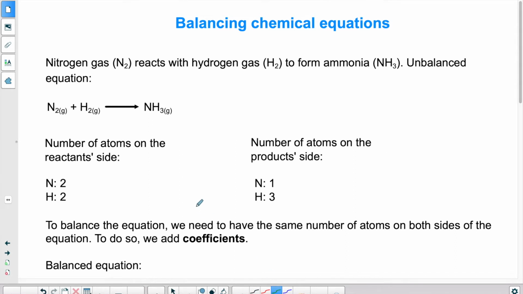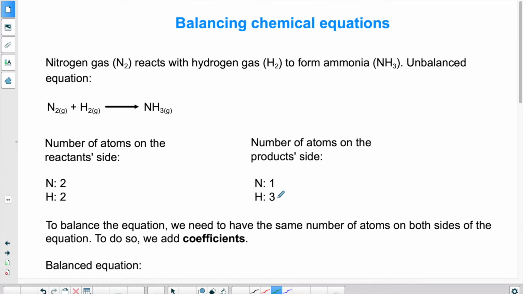So if we look at the following example: I have N2 that reacts with H2 to form NH3. Now if I count the number of each type of atom on each side, I have 2 nitrogens and 2 hydrogens, right? Because it says 2N and 2H. And on the other side, I have NH3, so I have 1 nitrogen and 3 hydrogens. Clearly, these numbers are not the same. I started with 2 nitrogens, I ended up with 1. Where did the other one go? And for hydrogen, there's one that appeared out of thin air. That's not possible. In nature, that is not what we observe.